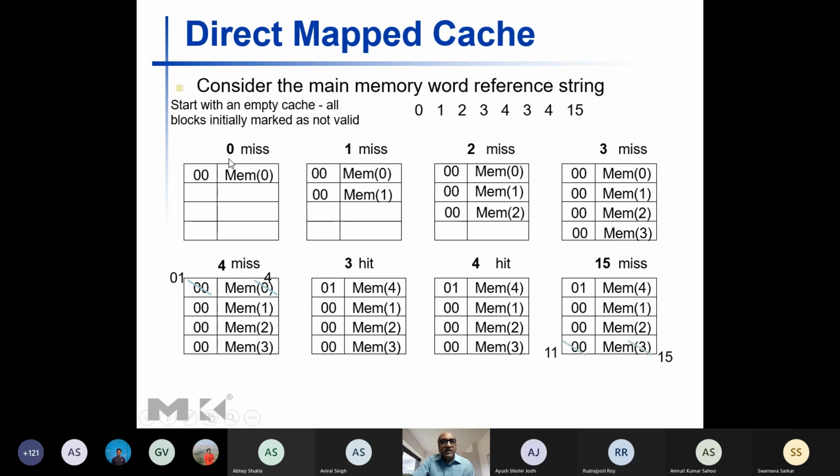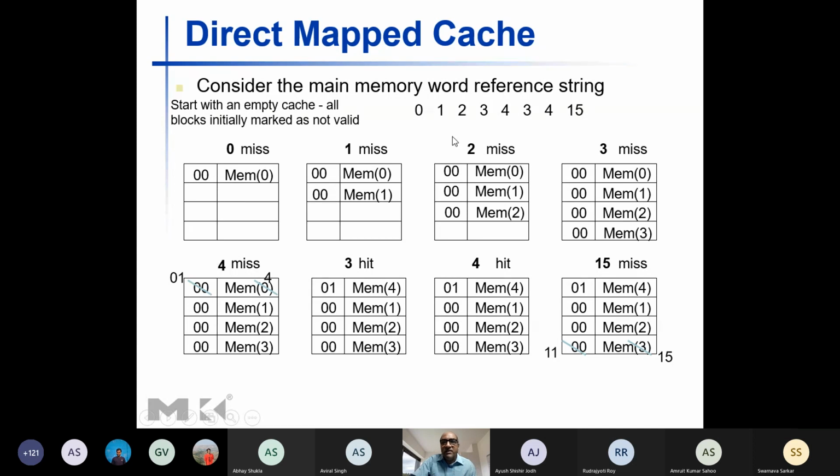Right. So you can see here when a zero is referred by the CPU, at that time the entire cache is empty. So therefore a miss is generated. Then when you call one, again a miss was generated. When you call two, a miss was generated. Three, a miss is generated, because these are the initial references where the cache has started empty.